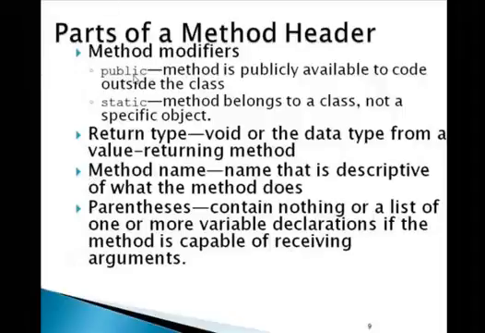In method modifiers, there are reserved words such as public and static. Public means the method is publicly available to code outside the class, so you can call it from outside. If you remember, we had system.out.println. That println can be accessed outside of the class, whether system.out.println or print. Sometimes a method is static, and static methods belong to a class, not any specific object.